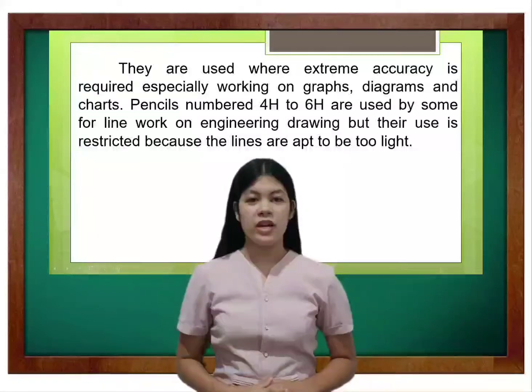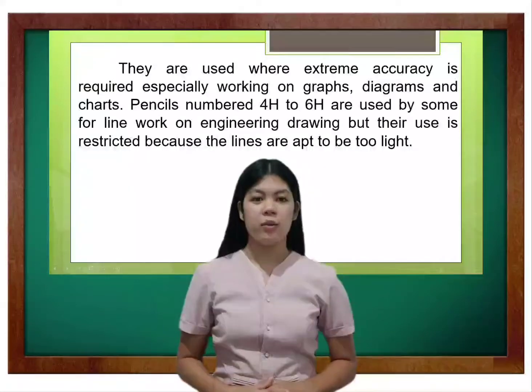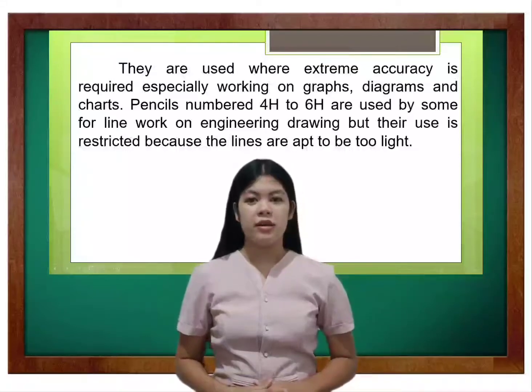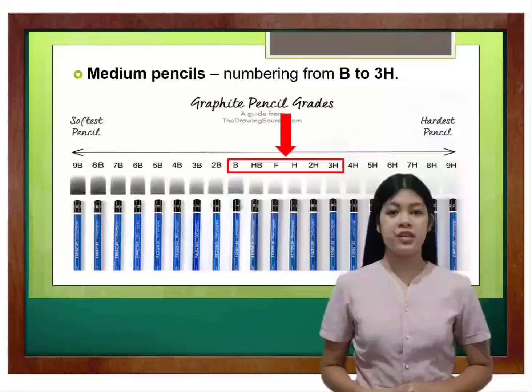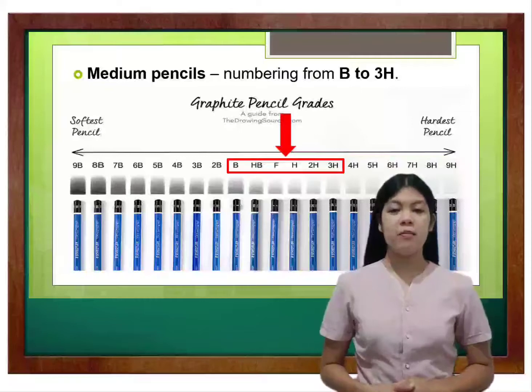Pencils numbered 4H to 6H are used by some for line work on engineering drawing, but their use is restricted because the lines are apt to be too light. Second, we have medium pencils, numbering from B to 3H.